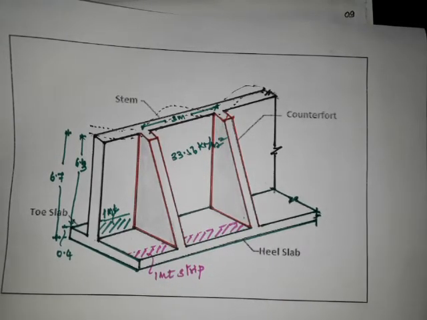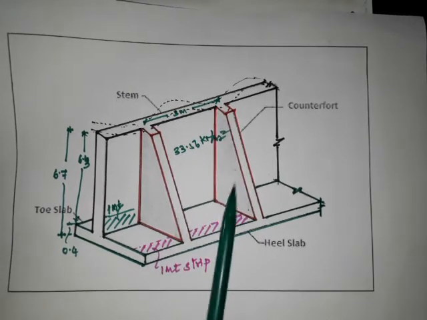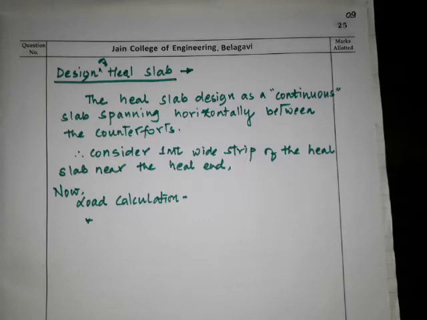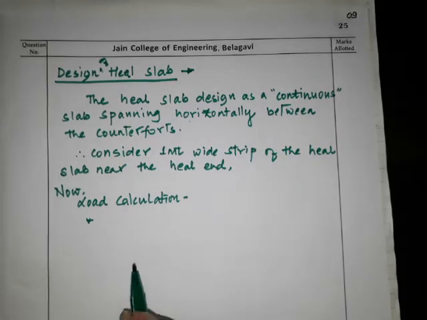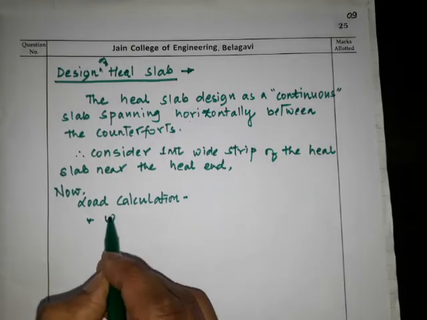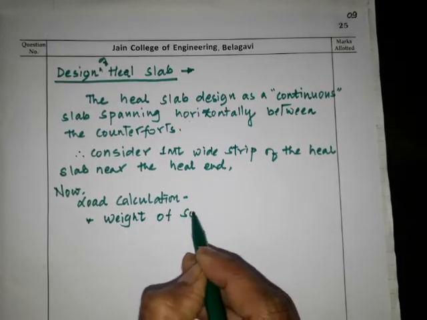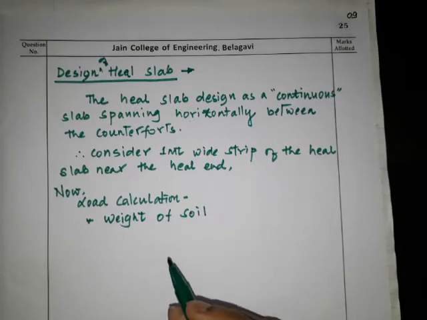The upward soil pressure, that also we have to deduct from the downward pressure. Okay, so we'll calculate that. So load calculation, first is weight of soil. So first we are considering the downward load, weight of soil.